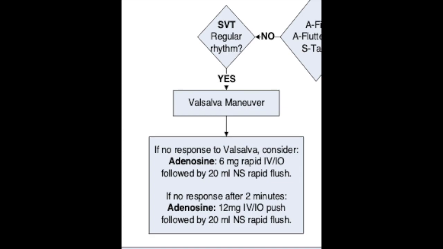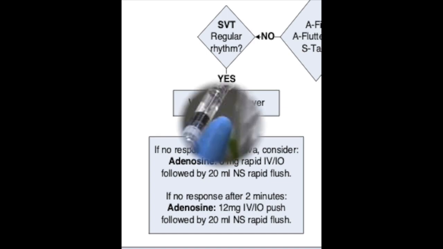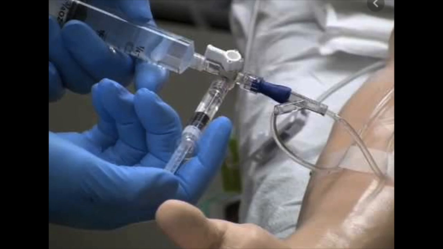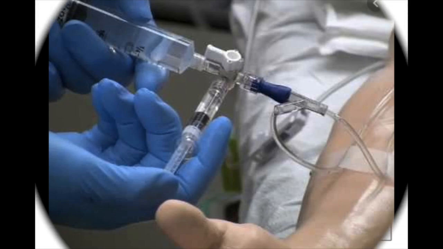And in SVT, you know where I'm going with this, starting with a Valsalva maneuver. And if there's no response to that, you're going to give them adenosine, 6 milligrams rapid IV, followed by a flush. So we will go through some of this with the mannequin, but 6 milligrams given as close as you can to the IV insertion site with a rapid push of 20 cc's of normal saline after that. You can repeat adenosine at 12 milligrams if you're still thinking it's SVT and it did not work.